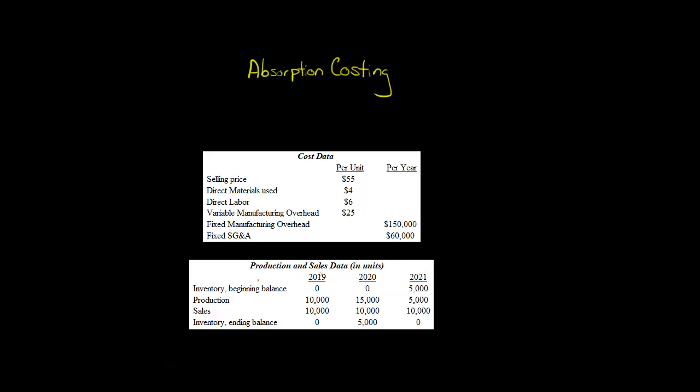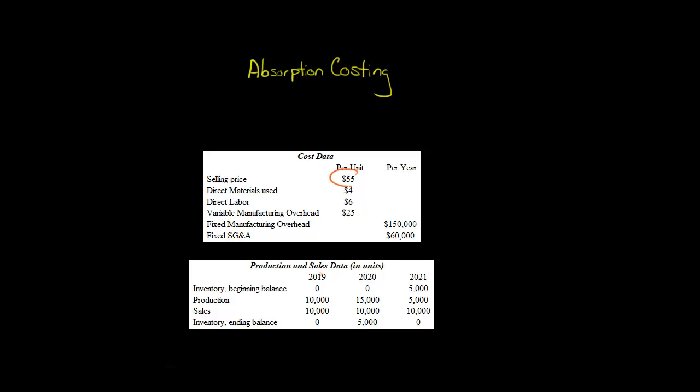We're going to need to know the beginning balance of inventory and ending balance of inventory because fixed manufacturing overhead in some cases can be deferred to future periods. We'll get into that. The first thing is, when we calculate the selling price and direct materials used, direct labor, all those things, we just multiply them by the amount of sales for the period. Notice there's the exact same amount of units sold each period. I tried to make this a simple example. So there's 10,000 units sold each period.